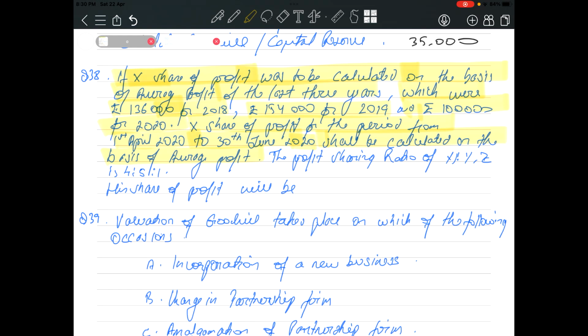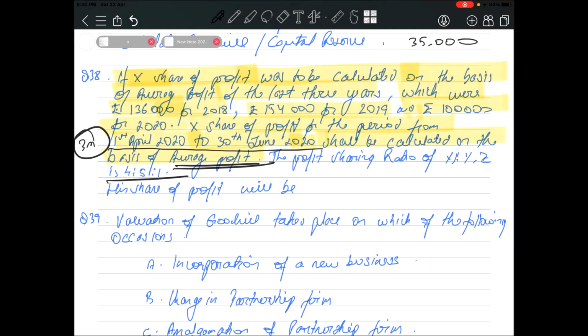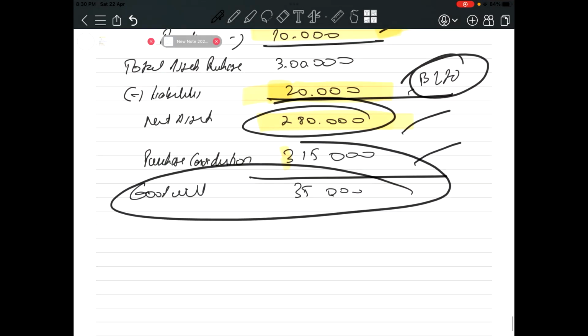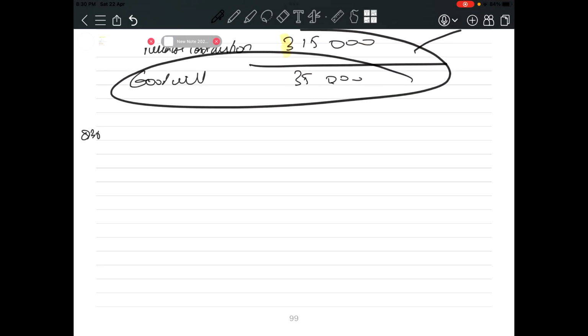So now we have to calculate the profit of X for the period April to June. How many months? April, May, June, 3 months. For 3 months we'll have to calculate the profit of X on the basis of average profit. Simple, and the profit sharing ratio is 4:5:1. Let's calculate his share of profit. Very easy question, number 38.